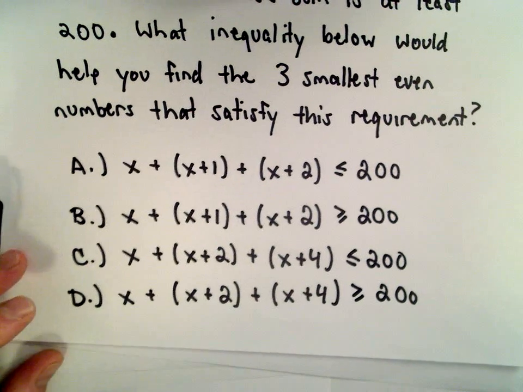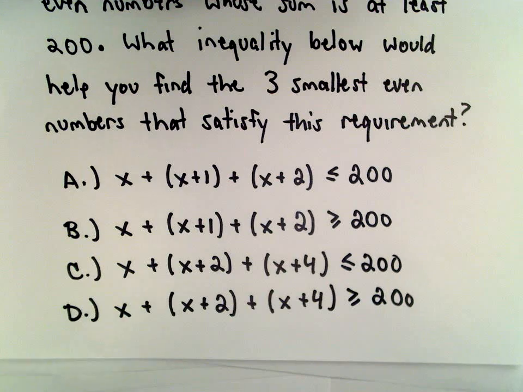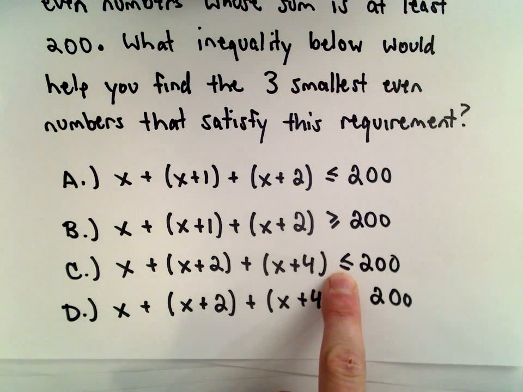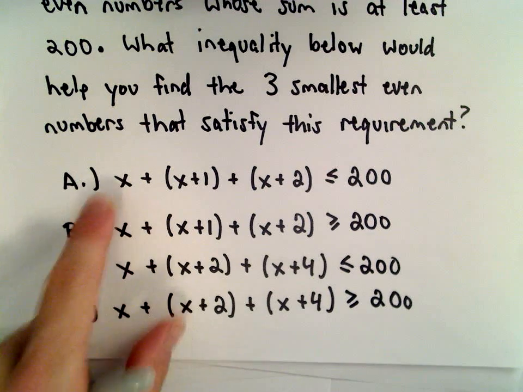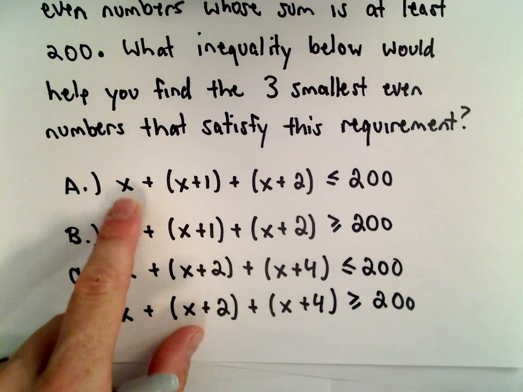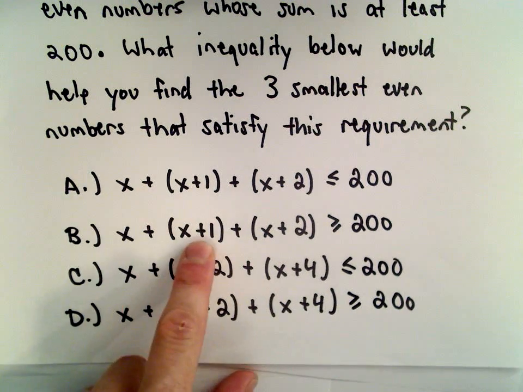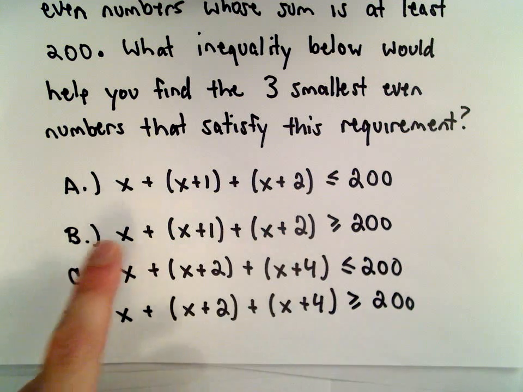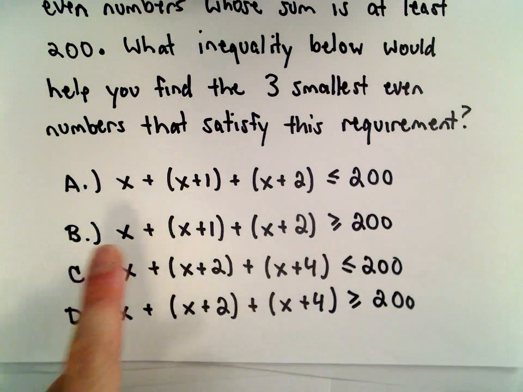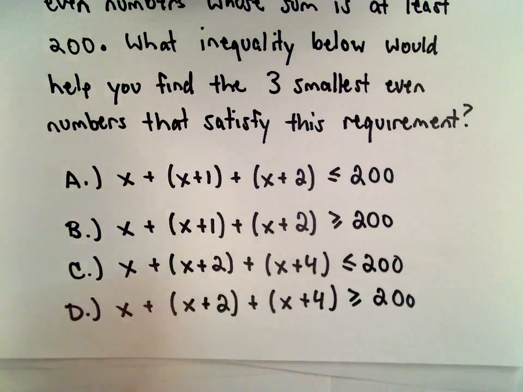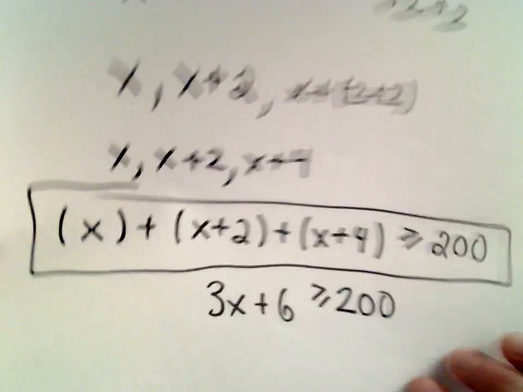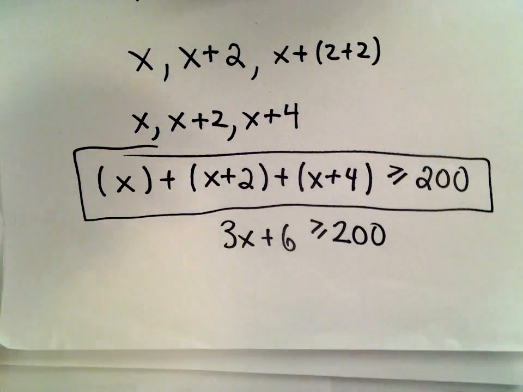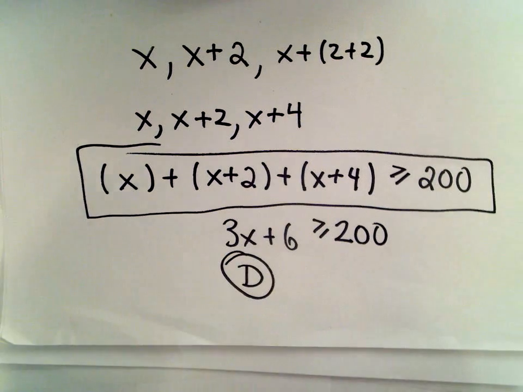Let's see. It looks like that's going to be answer choice D. C almost looks correct, but notice the inequality is pointing in the wrong direction. And A and B aren't correct because, well, if you look at x and then x plus 1 and then x plus 2, you're actually doing just consecutive numbers. You're not doing consecutive even numbers in this case. So it looks like answer choice D is going to be our correct solution in this case.